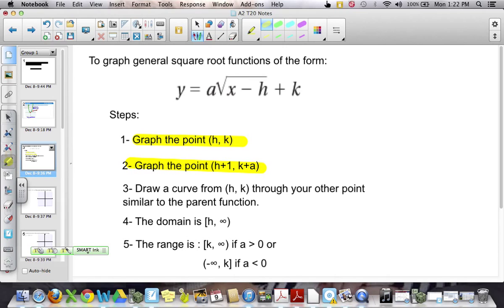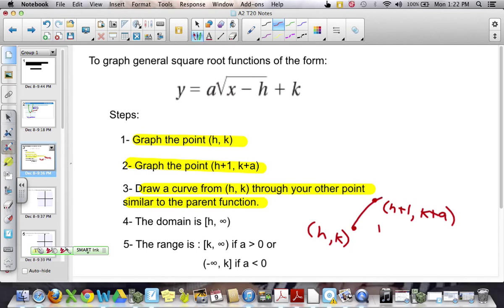And then step 3, draw a curve from h, k through the other point, similar to the parent function. So again, we draw h, k here, and then go over 1 unit to the right and then up a units so that your other point is h plus 1, k plus a, and then you draw that kind of half a sideways u through those points.